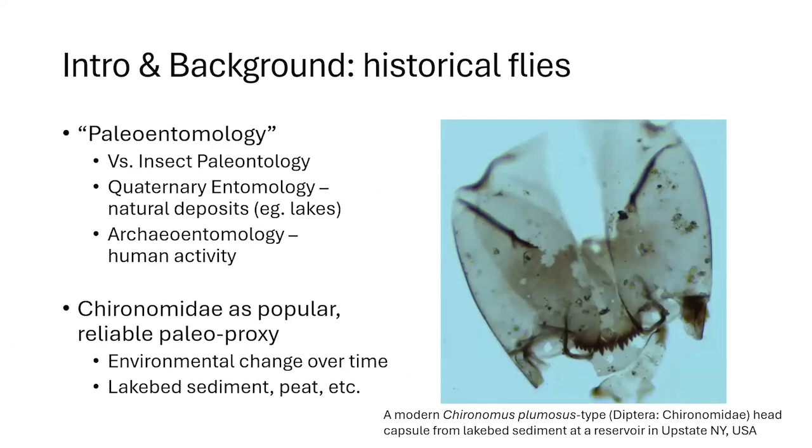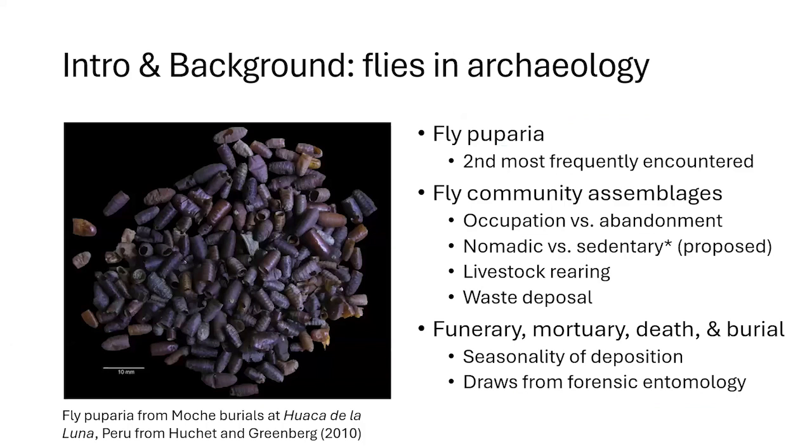Flies are really important proxies and indicators in the investigations of paleo or past environments. So in naturally occurring depositional environments, the chironomid larval head capsules are widely used, very popular proxies for understanding changes that have occurred in naturally occurring freshwater environments. But over in human-associated or archaeological sites, we're mainly dealing with the puparia of calypterate flies.